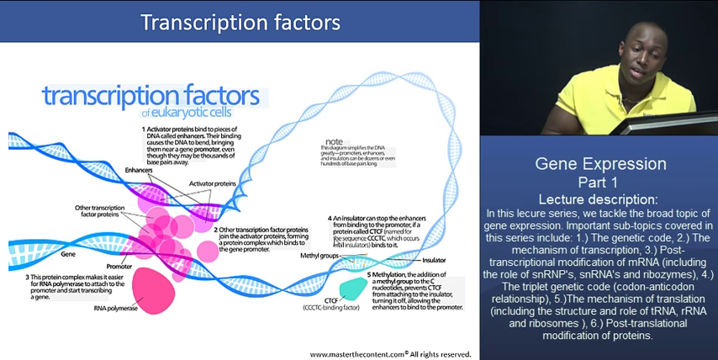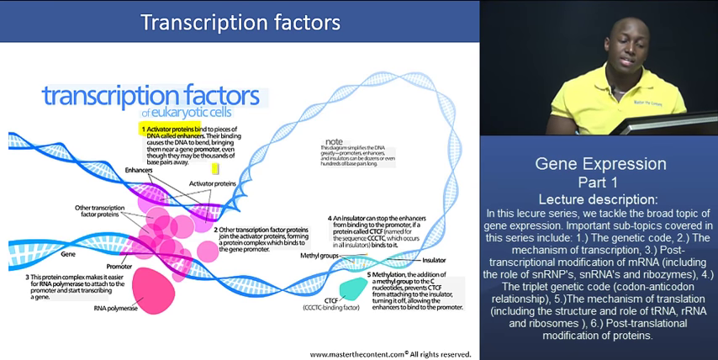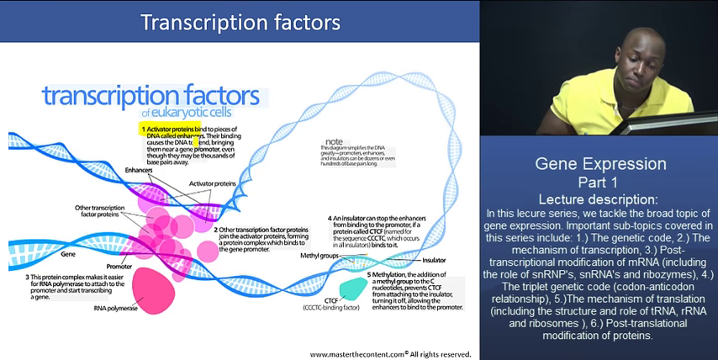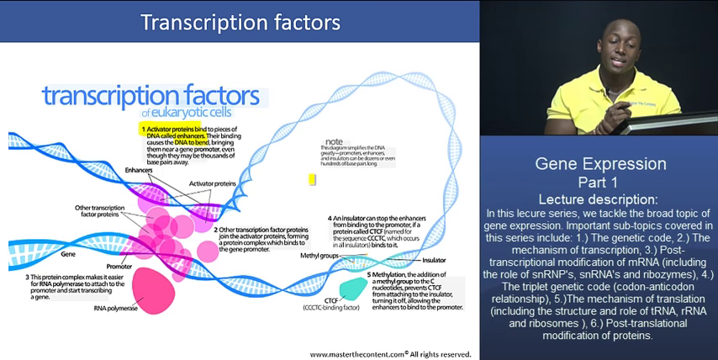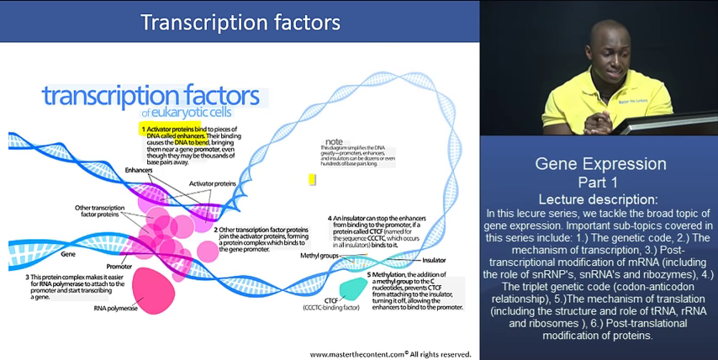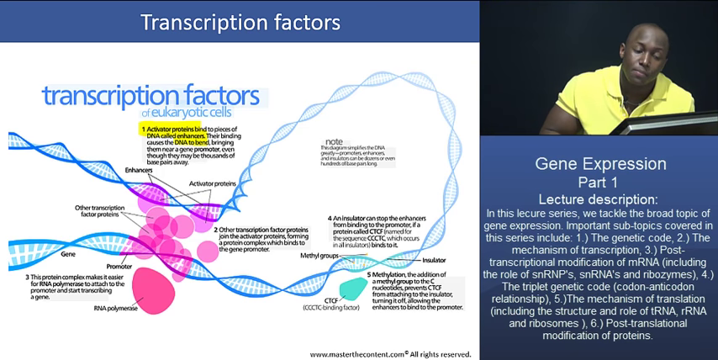For instance, we have transcription factors called activator proteins. Now what an activator protein does is that it will bind to a segment of DNA we call an enhancer. So an activator protein will bind to a segment of DNA called an enhancer. And once it does this, it will cause that segment or that portion of DNA to bend and bring it in close association with a promoter.